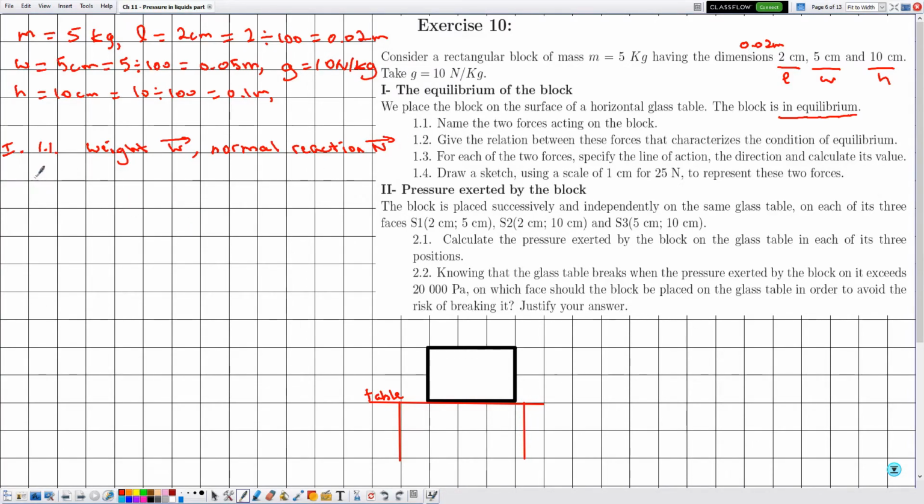And now in 1.2, give the relation between these forces that characterizes the condition of equilibrium. So they are asking us about the condition of equilibrium. We always start with the title, at equilibrium. Always on the left we write the sum of forces acting on the rectangular block, and they are given by the weight and the normal reaction. And on the other side of this equation, we write a zero vector corresponding to the condition of equilibrium. Now moving the N vector to the right hand side, we have that W vector is equal to minus N vector.